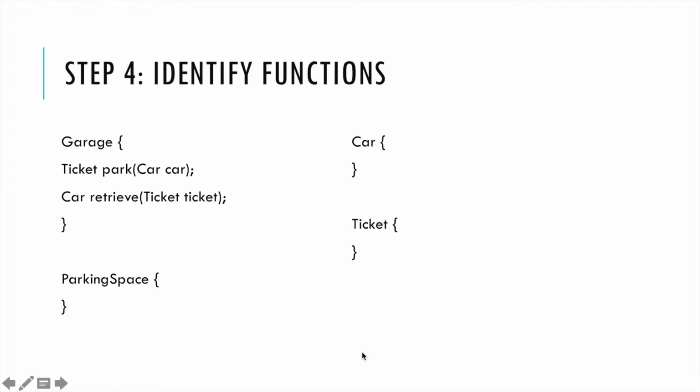Step 4. Identify functions. For this problem, we can identify two functions. For the garage, we have a park function. When a car enters, we call that park function, and it will return a ticket. Another function is when a customer goes to the garage to retrieve the car, they will present a ticket to get the car back. So the second function is the retrieve function.